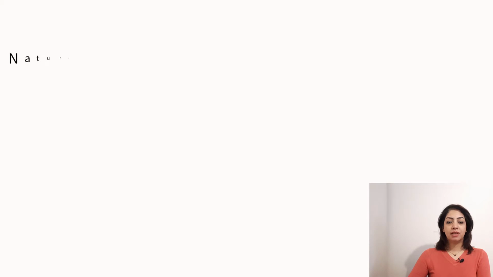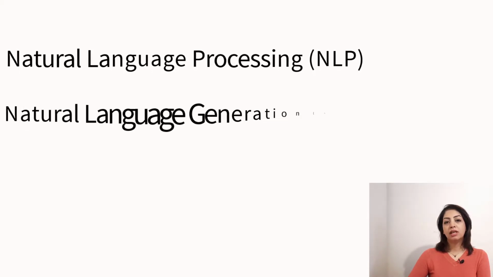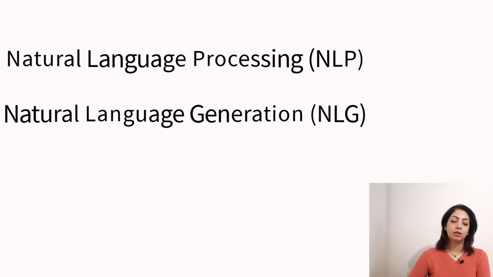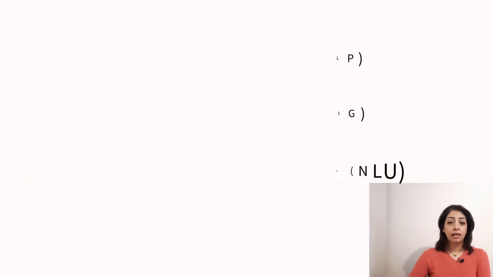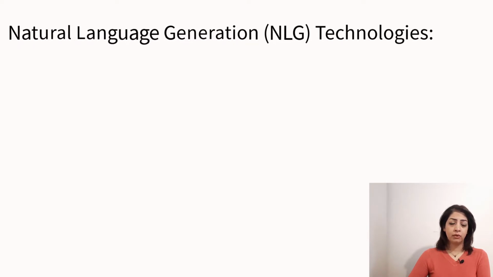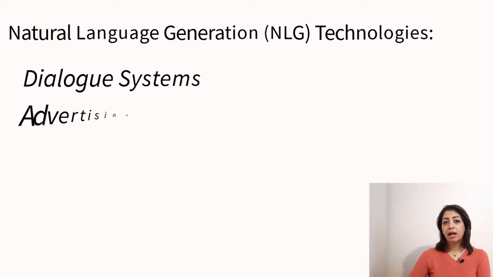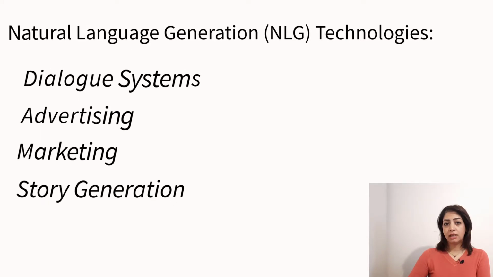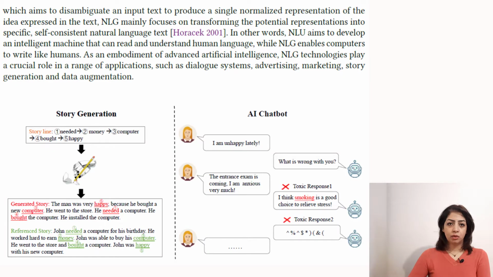One of the important branches of natural language processing, NLP, is natural language generation, NLG, as a complementary for natural language understanding, NLU. NLG technologies play a crucial role in a range of applications such as dialogue systems, advertising, marketing, story generation, and data augmentation. NLU aims to develop an intelligent machine that can read and understand human language, while NLG enables computers to write like humans. Making text generation controllable is an important and fundamental issue in NLG. An NLG system should be able to reliably generate text and meet certain controllable constraints as the humans wish.